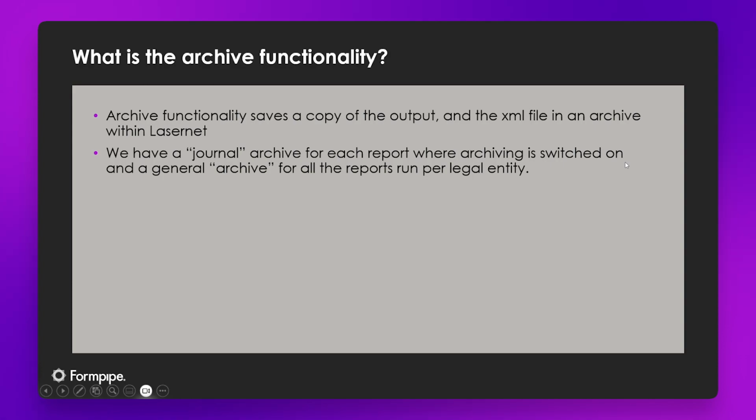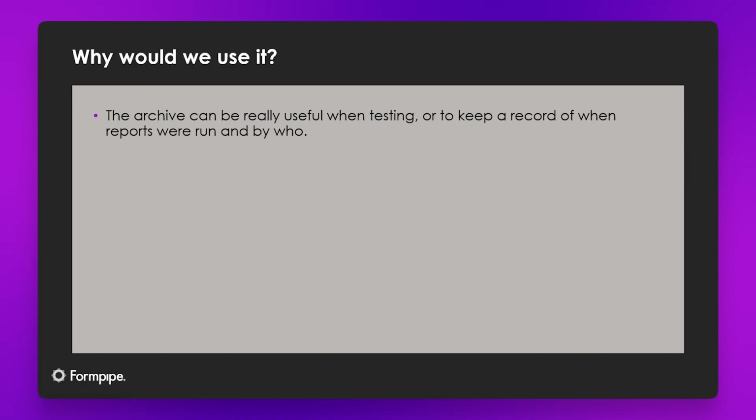So the archive functionality is used to basically save a copy of whatever it is we're generating in an archive within finance and operations. We've got two options for this. One is a general archive, which shows us all of the different reports that have been run per legal entity, and the other one is a journal archive, which allows us to see what has been run per individual report.